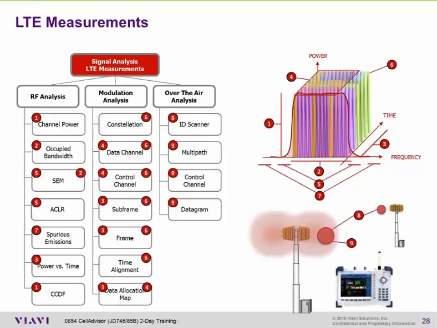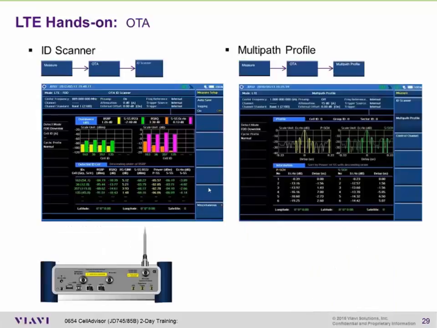Again, all these measurements and analyses are performed over the air, but we actually organized them originally because the primary role is a hardwired connection. But I tend to use over-the-air analysis because it provides me probably close to 90% of what I need to know in terms of RF conditions, whether it be through the ID scanner or the multipath, and even the control channels. And we'll share some more slides with that. Here's basically some hands-on of how I got there. Again, measure, over-the-air, ID scanner, or for multipath profile, measure, over-the-air, multipath profile.